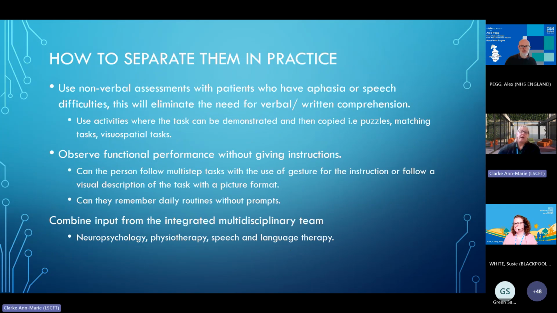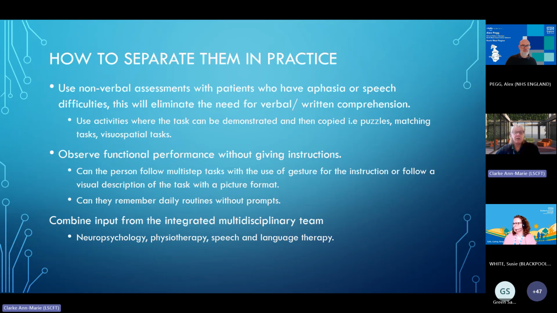So how to separate them in practice? It's about using non-verbal assessments with patients who have aphasia or speech difficulties, which eliminate the need for verbal and written comprehension. So using activities where tasks can be demonstrated and copied, so puzzles, matching tasks, visual spatial tasks, where you don't need to actually speak to them in terms of giving instructions, they can copy what you're doing. Observe functional performance without giving instructions. So can the person follow multi-step tasks with the use of gesture for the instruction, or follow a visual description of a task in a picture format? Can they remember daily routines without prompts?